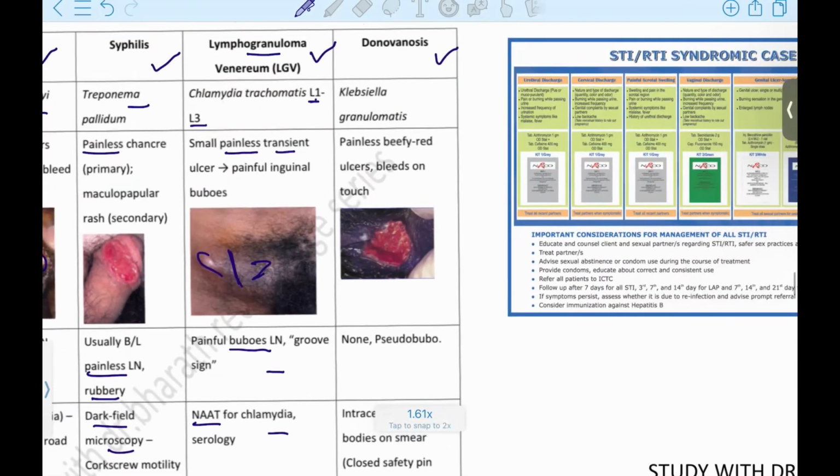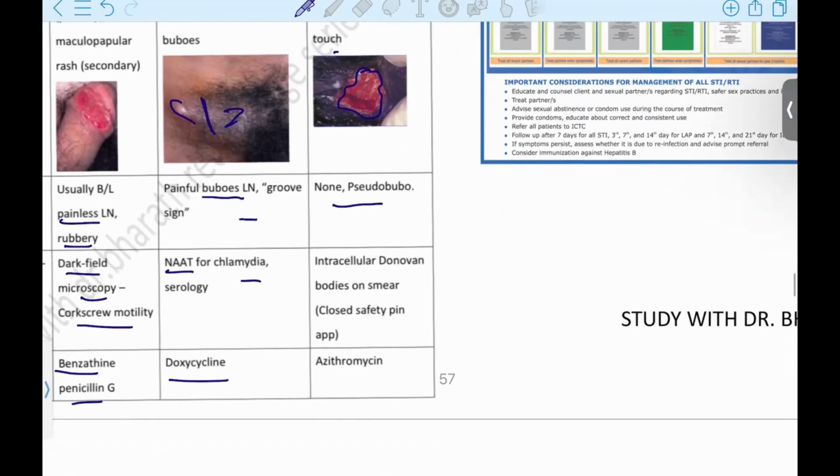Donovanosis is caused by Klebsiella granulomatis, with painless, beefy red lesions. Here you can see it bleeds on a simple touch, and no pseudobuboes are seen in this patient, and no lymphadenopathy is present in donovanosis. Donovan bodies are seen with a safety pin appearance on the culture. Next, azithromycin is the drug of the choice.